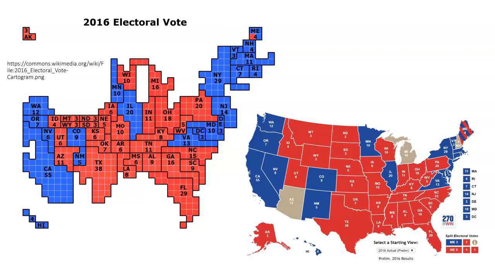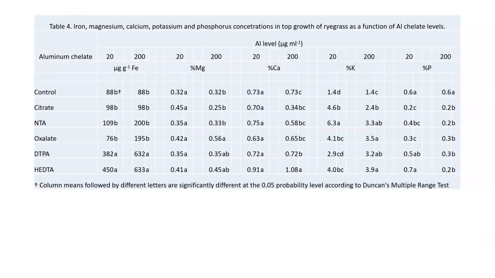So what are you trying to illustrate? Who are you trying to show it to? What are you trying to deal with? And that's where, with something like this, you get two different types of graphics. This says it's iron, magnesium, calcium, potassium, and phosphorus concentrations in top growth of ryegrass as a function of aluminum chelate levels. This was taken out of a paper.